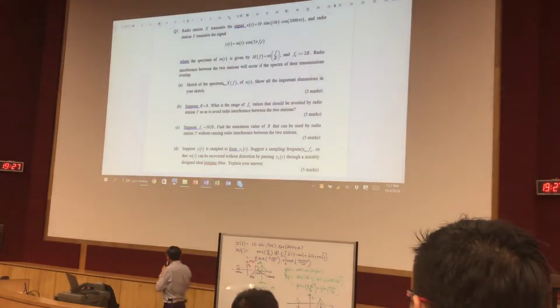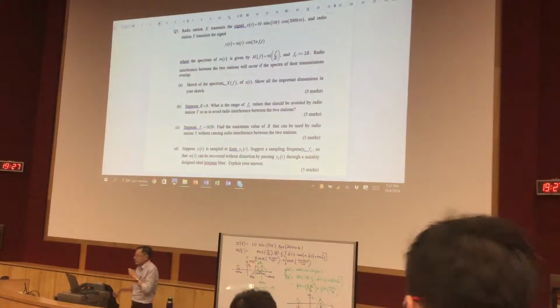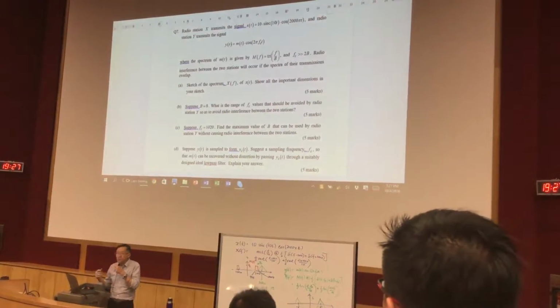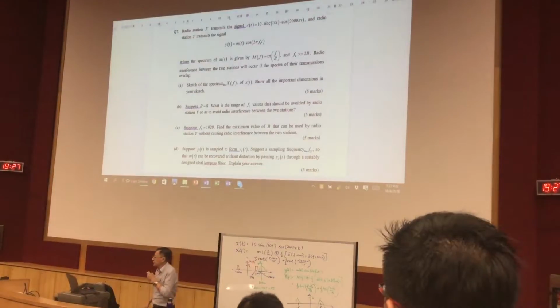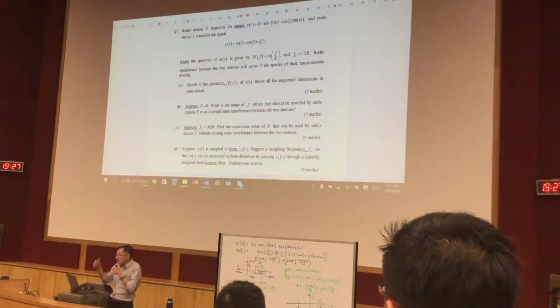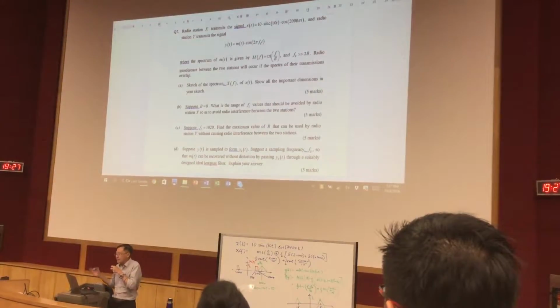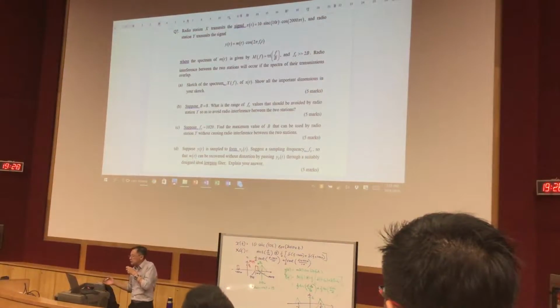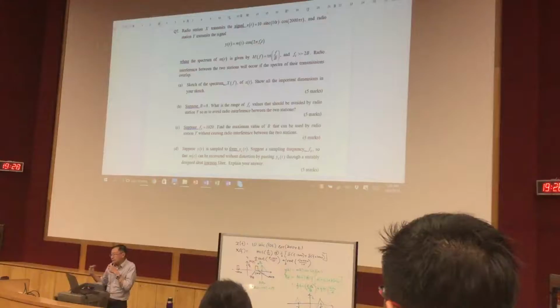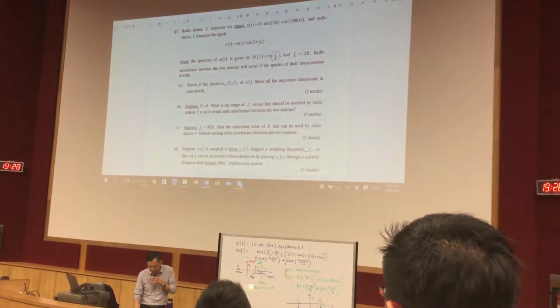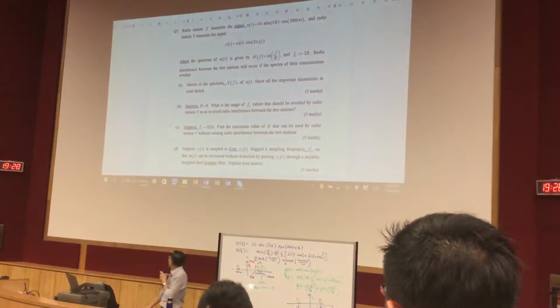Part D. Suppose YT is sampled to form YST. Suggest a sampling frequency fs so that MT can be recovered without distortion by passing YS through a suitably designed low-pass filter.